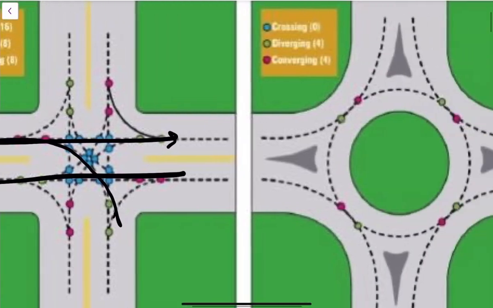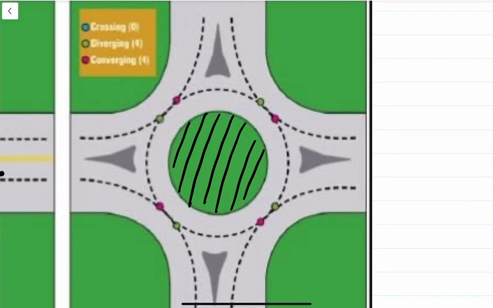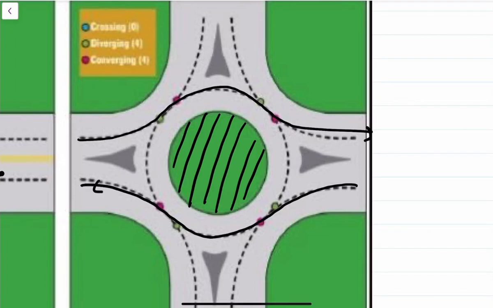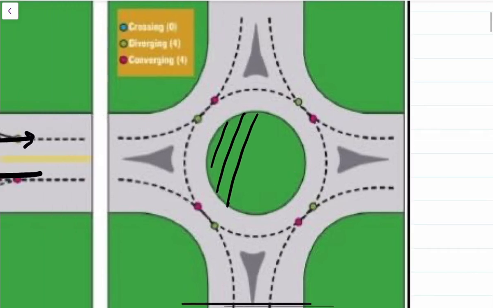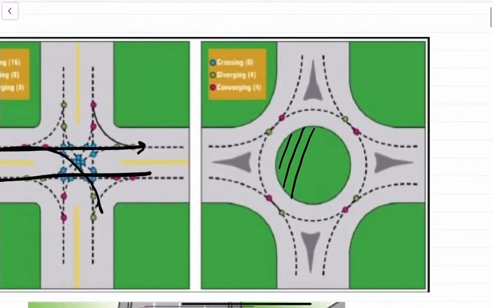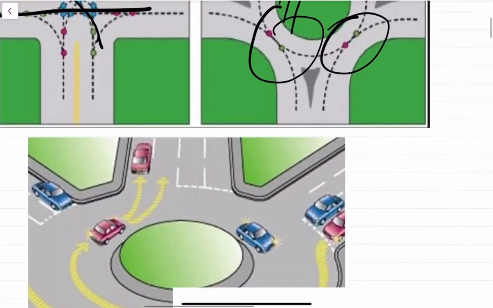So by constructing a central island, this is the central island that we have constructed, we have forced the vehicles to move in a certain pattern, and by doing so, we have reduced the conflict points in a very drastic way, right? So that is what your rotary or a roundabout is.